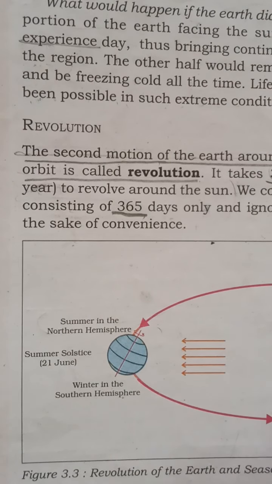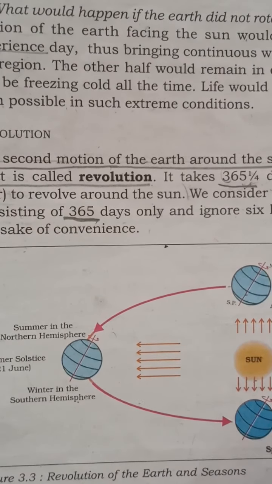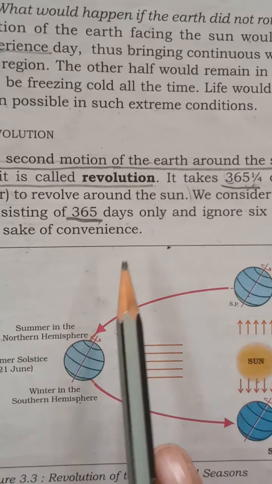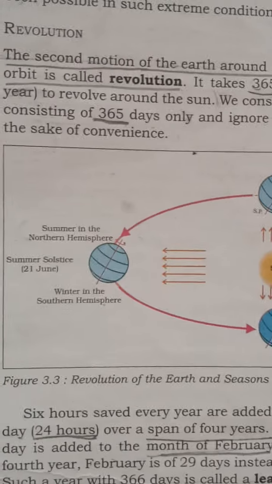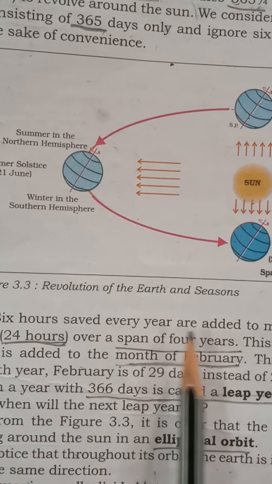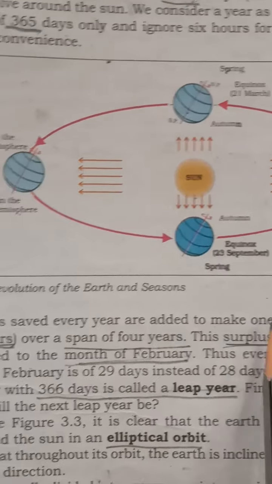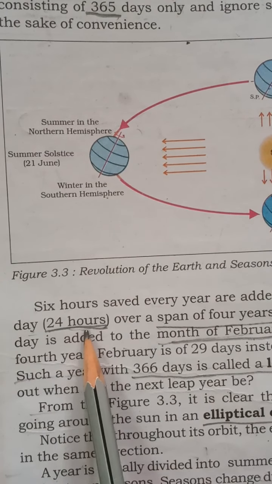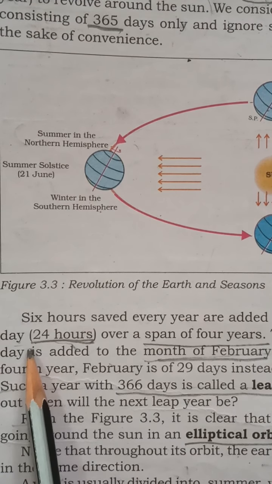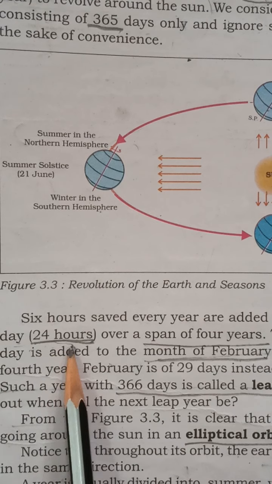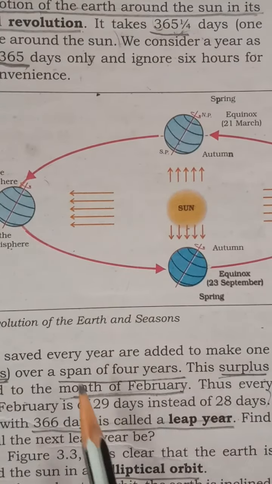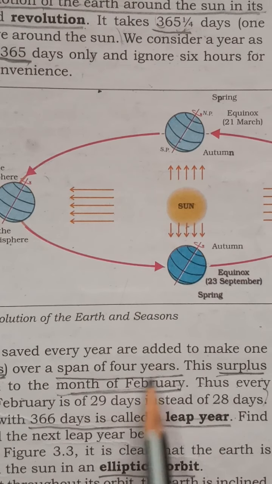That 1/4 day means 6 hours, that means 24 hours divided by 4 is 6 hours. So this 6 hours is saved every year. Like this, after the 4th year it becomes 24 hours. 6 fours are 24. So after 4 years, this 6 plus 6 plus 6 plus 6 becomes 24 hours.